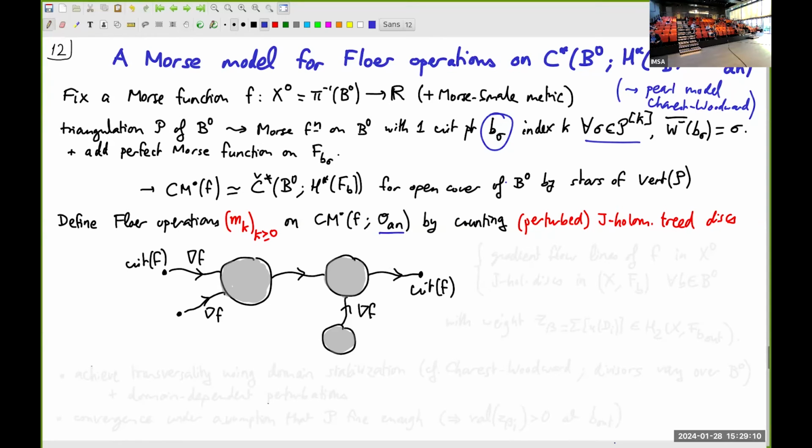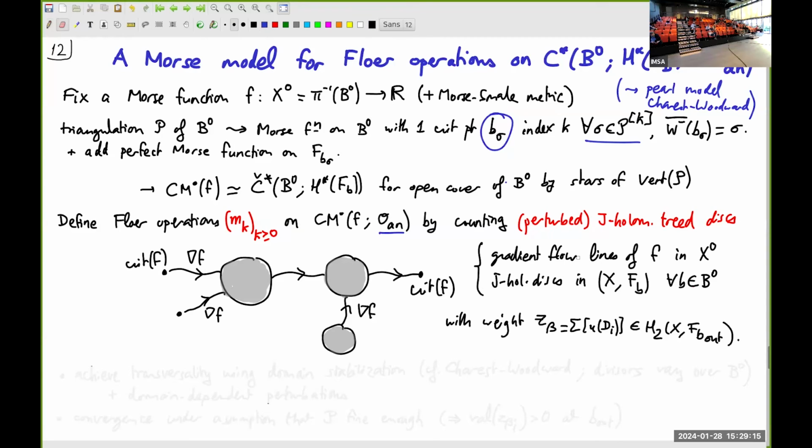Gradient flow lines of F in the total space and J-holomorphic disks with boundary on a single fiber at a time. But that fiber can be anywhere it wants along the flow lines. So we will count these with weights that are, again, as usual, the weight associated to the class of the disk. But what we have to do is we collect the homologic classes of all the disks we encounter, and we transport them along the flow lines to a relative homologic class at the output.